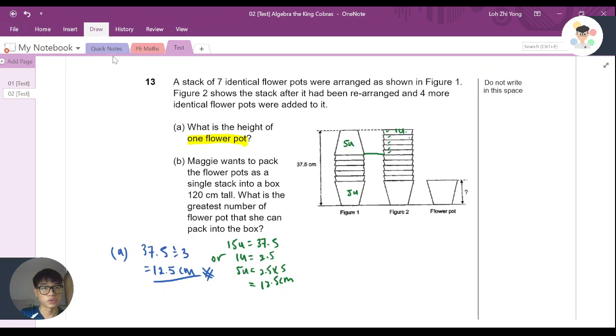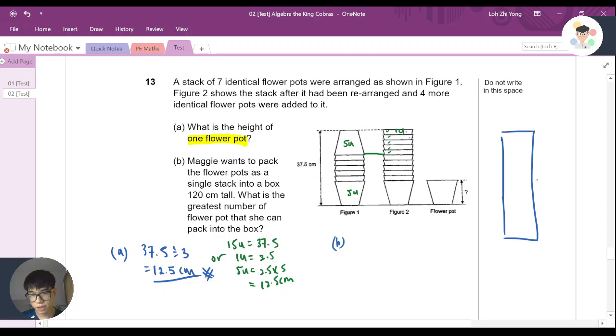And now let's continue for B. Now B, Maggie wants to pack the flower pots as a single stack into a box of 120 cm. Now you imagine there's a box here. It's 120 cm tall. What is the greatest number of flower pots that she can pack into the box? So now, B, the first thing you know is, first I need to have one pot in, then I can stack on it, right? Can stack.